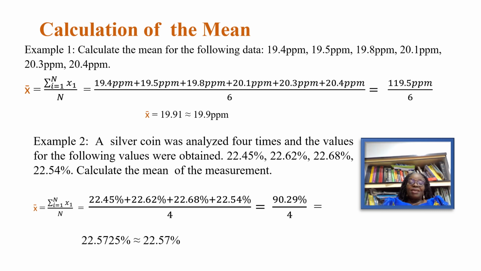And the answer will be 22.5725%. That cannot be your correct answer. That is your calculation; your calculator will give you this answer. You will look at the values you used. Your values were just to 2 places of decimal, and your answer will also appear to 2 places of decimal. So the correct answer will be 22.57%.